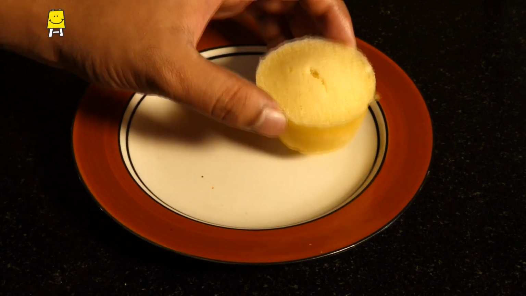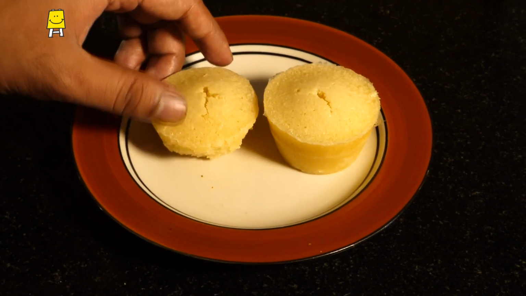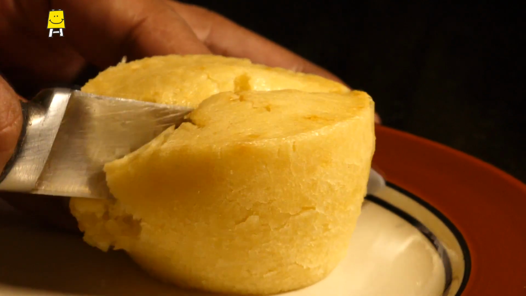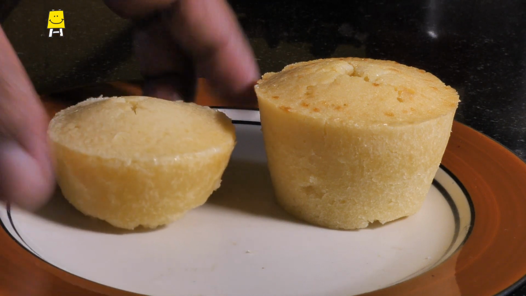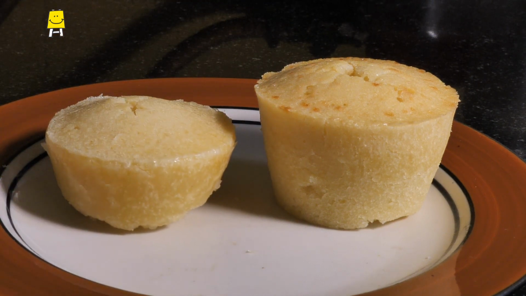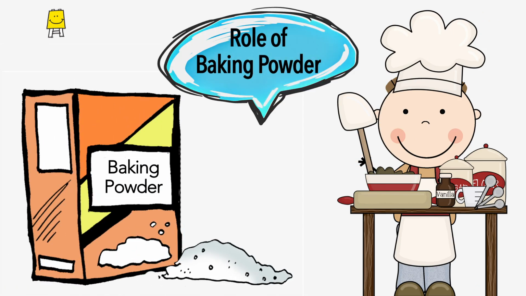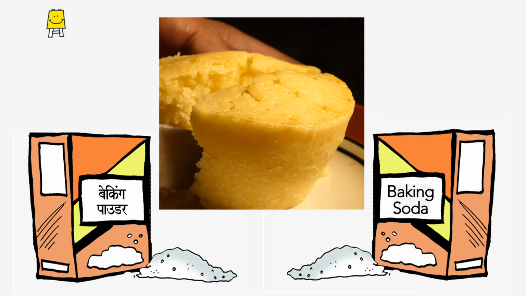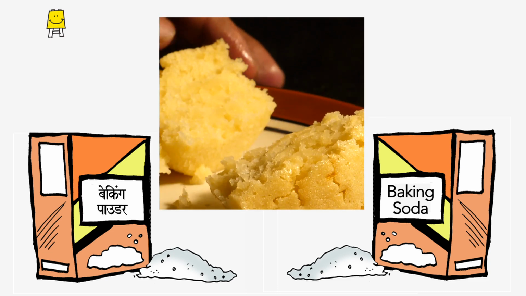Oh! There is a difference between the 2 cakes. The one with baking powder has risen well. But the one without baking powder has not risen. Let's understand the role of baking powder. It is the baking powder or baking soda that makes the cake soft and spongy.